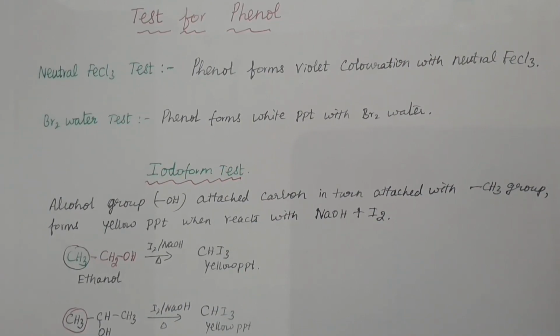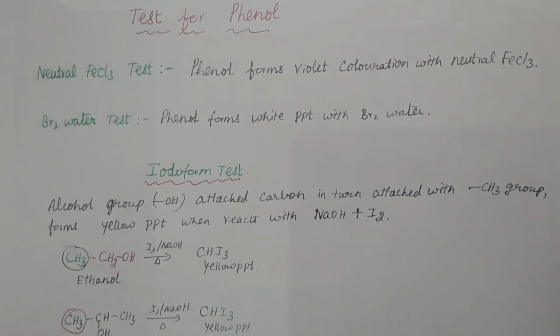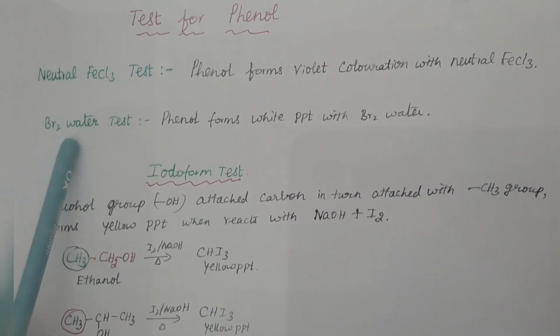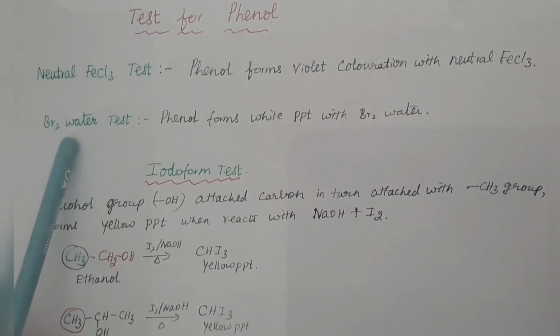Next, tests for phenol. Here there are two tests. One is the neutral ferric chloride test. Phenol forms violet coloration with neutral ferric chloride. Next, bromine water test. This equation is also there in your book. Phenol forms a white precipitate with bromine water. That is, phenol forms 2,4,6-tribromophenol, which is a white ppt.